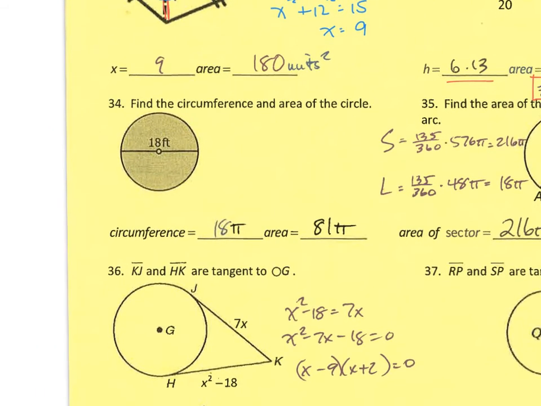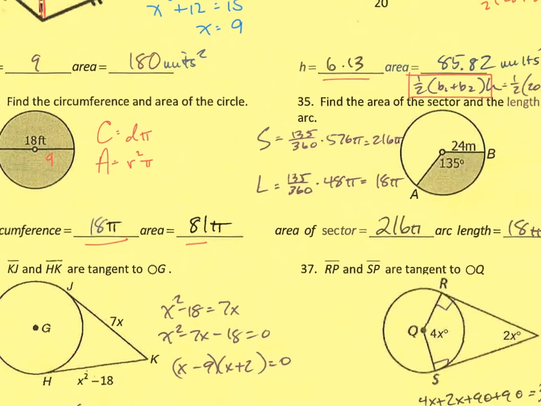Circumference and area of the circle. So two formulas you got to know. Circumference of a circle, I write it like this for my class. Area of a circle, we write it like this for my class. So we do this. So the circumference is simple, it's just 18 pi. The area, on the other hand, I need to find the radius. So the radius is 9. 9 squared pi is 81 pi. So pretty simple when you look at that one.